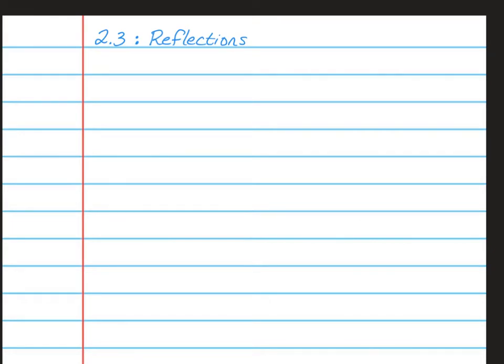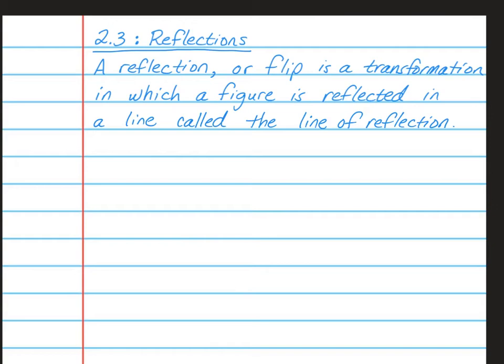As a reminder, you should have out your spiral notebook and also your RPJ. Today we're going to be learning about reflections, like I said. So go ahead and open up a new page in your spiral notebook and put this at the top: 2.3 Reflections. A reflection, and by the way, this is a vocabulary word that you need to know.